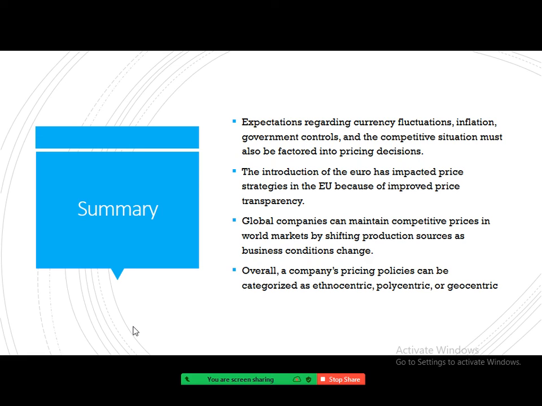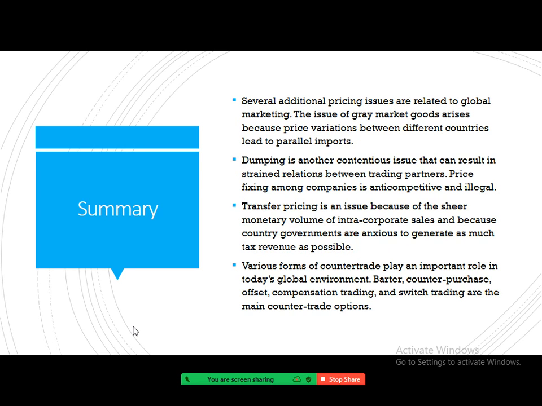Global companies can maintain competitive prices in world markets by shifting production sources as business conditions change. Overall, a company's pricing policies can be categorized as ethnocentric, polycentric, and geocentric. Several additional pricing issues are related to global marketing. The issue of grey market goods arises because price variations between different countries lead to parallel importers. Dumping is another issue that can result in strained relations between the trading partners.